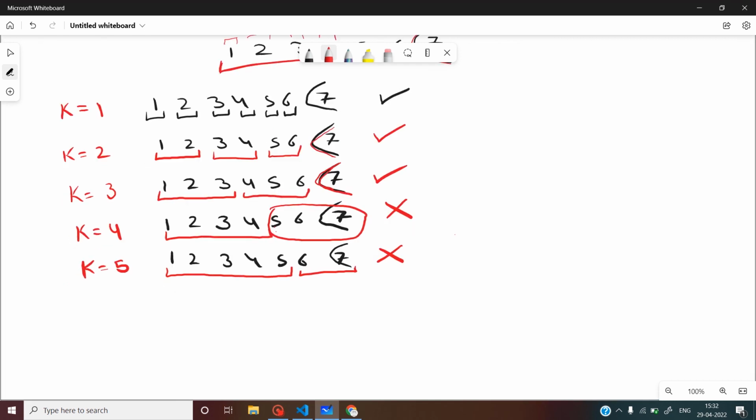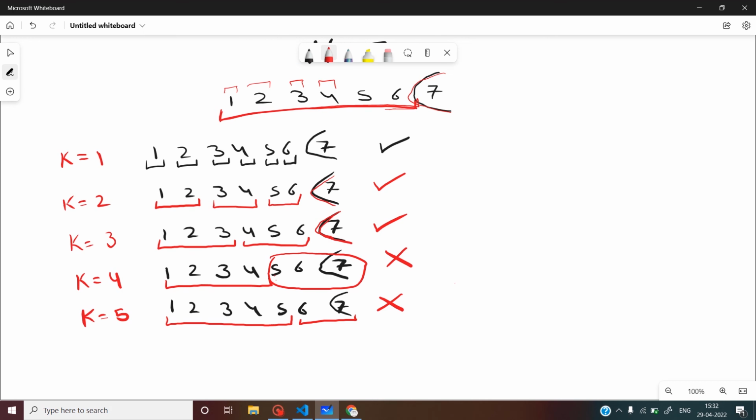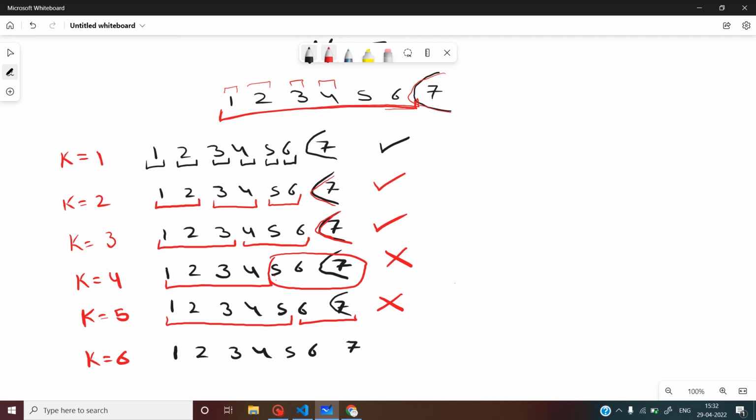So k equal to 5 cannot also be included in our answer. For k equal to 6, we have our players numbered 1 to 7. In the first round there will be 6 players removed, and in the first round itself we have 7 as our winner because 7 is the single player remaining, the single winner remaining. So k equal to 6 we can also include.